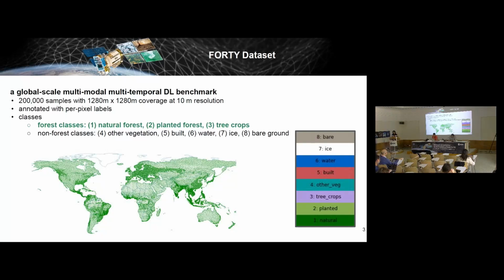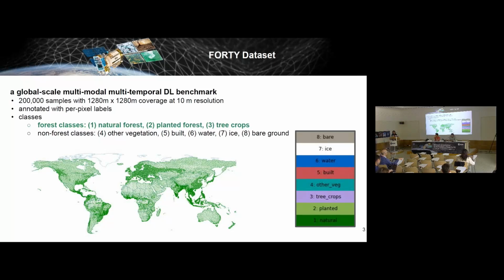And now let's talk about this dataset. In general, this is a global scale, multimodal, multi-temporal deep learning benchmark. As you can see in this figure, we try to sample globally, and we get 200,000 samples. Each sample has a coverage of 1,280 square meters, and they are at 10-meter spatial resolution. They are also annotated with per pixel labels, which means they can be used to train segmentation models.